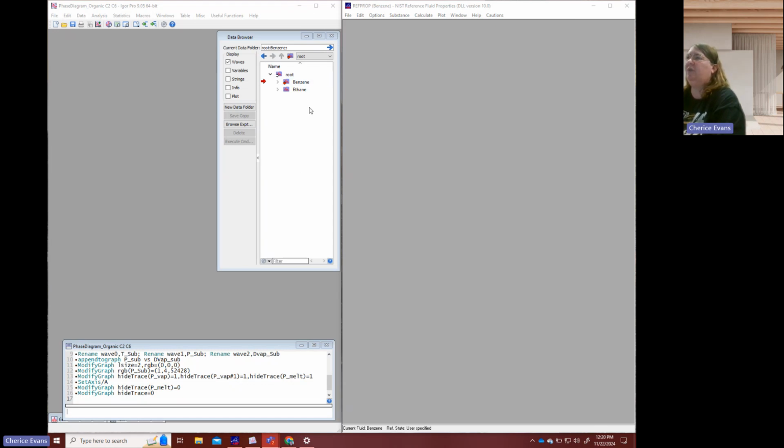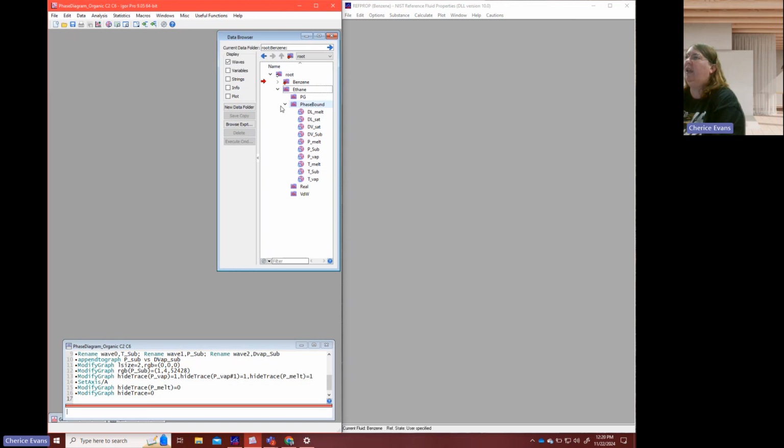Now what I have done is create two directories in the root folder of Igor, one for ethane, which contains the data that we worked with in the last video, and one for benzene, which, as I had mentioned, does not have all of the phase boundary data in RefProp. But I'm going to show you how to work with it to create some of the phase boundary information, even when you don't have the full information.